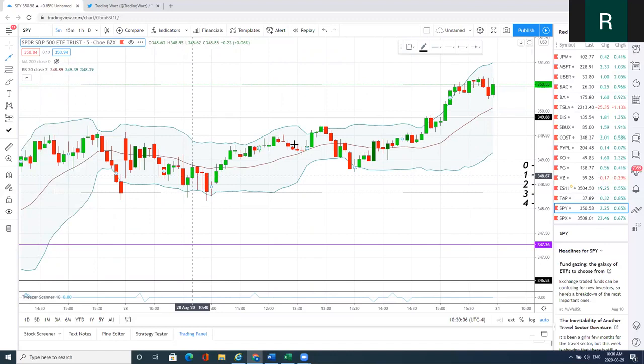So let's draw the impulsive leg. This is the impulsive leg up. So what are we going to do? We're going to draw the fib from low. So let me get rid of the arrow and draw the fib from low to high, like so.